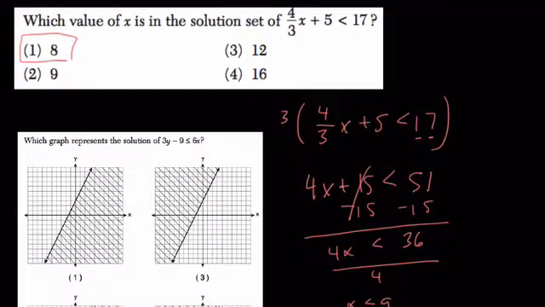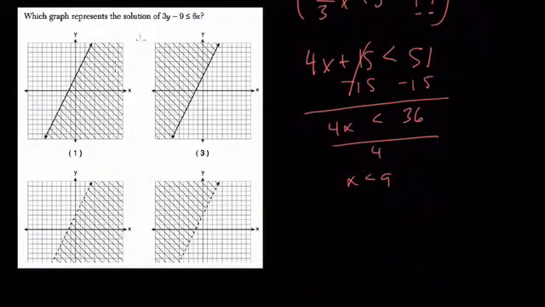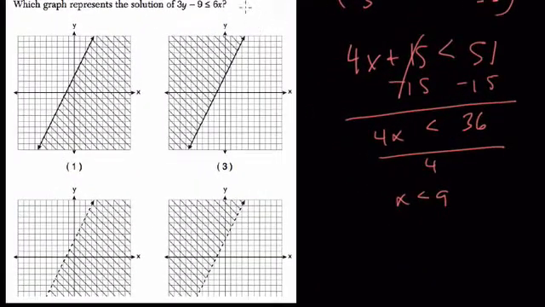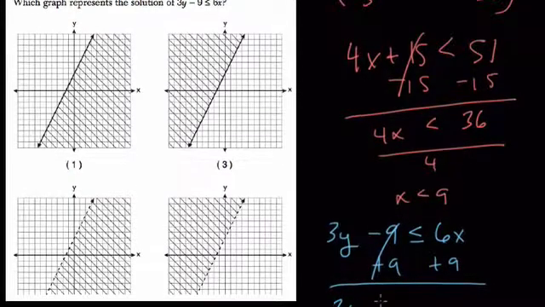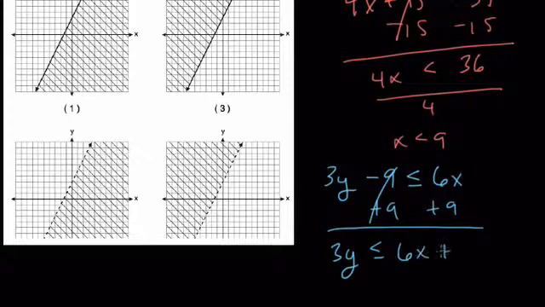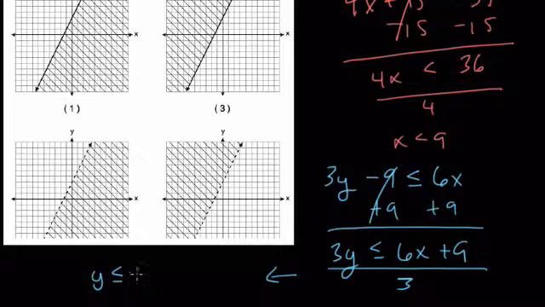All right, next. What graph represents the solution for 3y minus 9 less than or equal to 6x? So I'm going to utilize the graphing calculator here, but I'm just going to rewrite this in y equals mx plus b format. All I have to do is add 9 to both sides. That's my first step. This cancels out. 3y is less than or equal to 6x plus 9. And I want to know what y is, so I divide everything by 3. And what that will do is I get y is less than or equal to 2x plus 3. Right? Because 6 divided by 3 is 2, and 9 divided by 3 is 3.